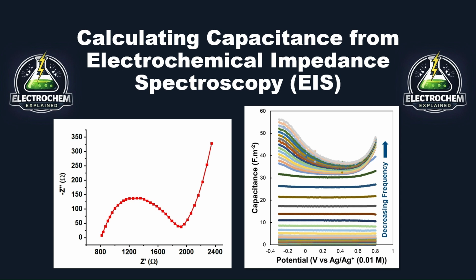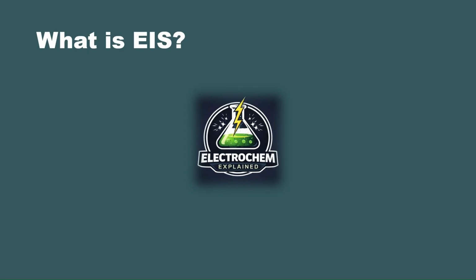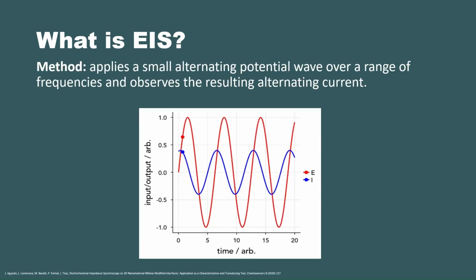So this video is going to be on how to calculate capacitance from electrochemical impedance spectroscopy data. Just to start off with, what is EIS? In short, EIS involves applying a small alternating potential wave over a range of frequencies and observing the resulting alternating current. So this is the basis of what's going on.